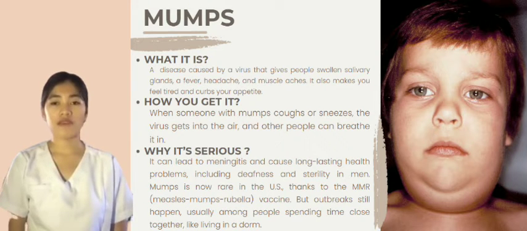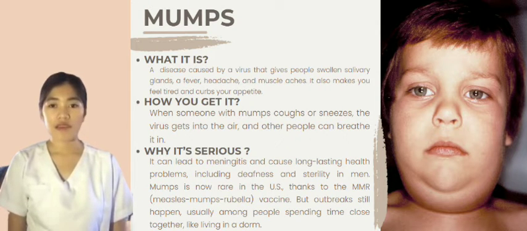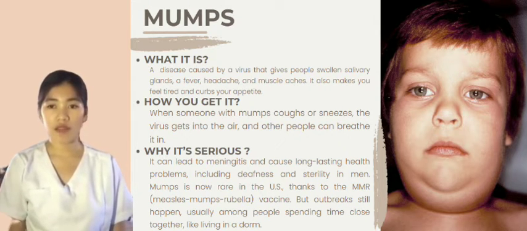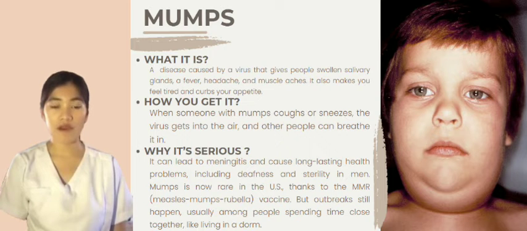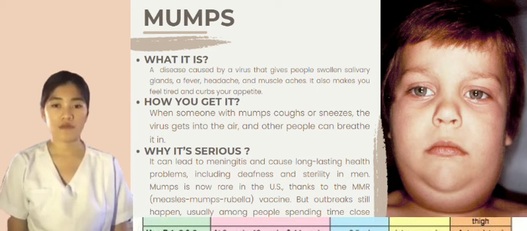So how can you get it? When someone with mumps coughs or sneezes, the virus gets into the air and other people can breathe it in. Why is it serious? It can lead to meningitis and causes long-lasting health problems, including deafness and sterility in men. Mumps is now rare in the US thanks to the MMR vaccine, but outbreaks still happen, usually among people spending time close together, like living in a dorm.